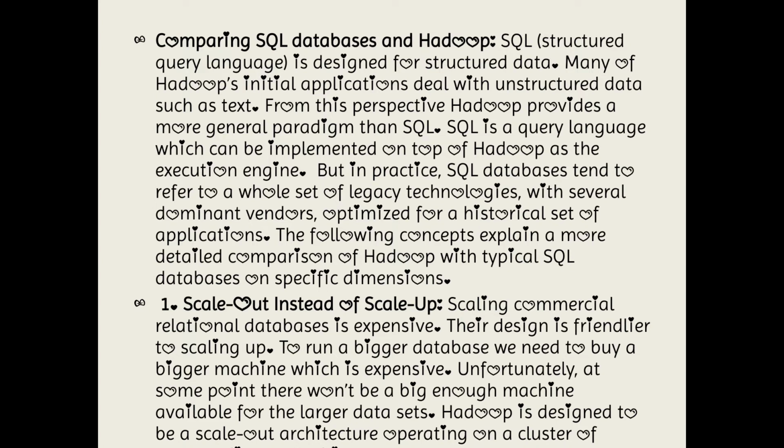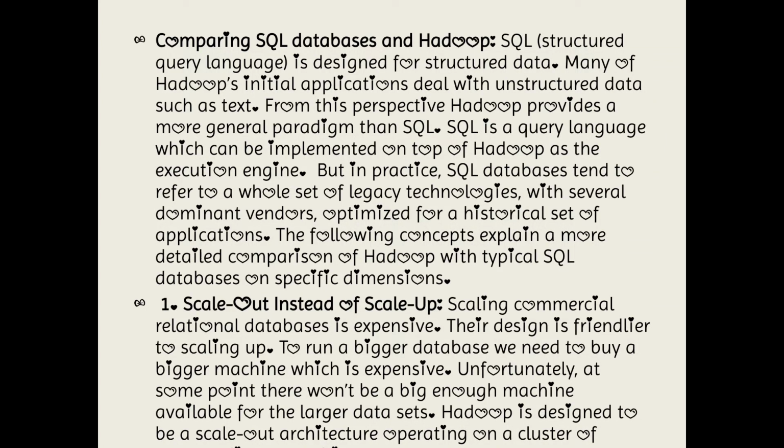Whereas for Hadoop, already we learnt the characteristics of big data, variety, which means structured, semi-structured and unstructured data will be there for Hadoop. Whereas for SQL, only structured data will be there. That is the first difference between SQL and Hadoop. So in this, the first point is about scale out instead of scale up.